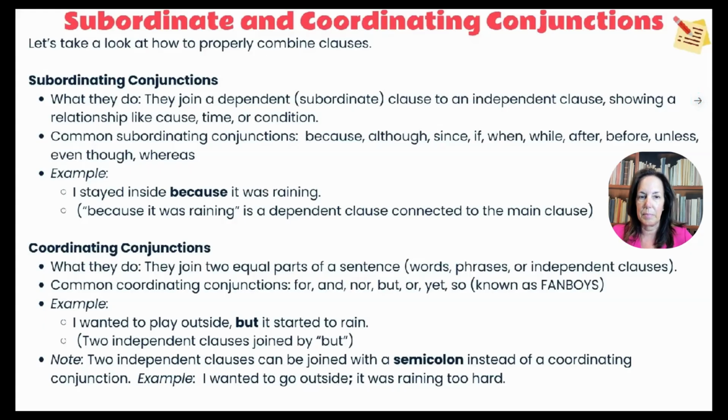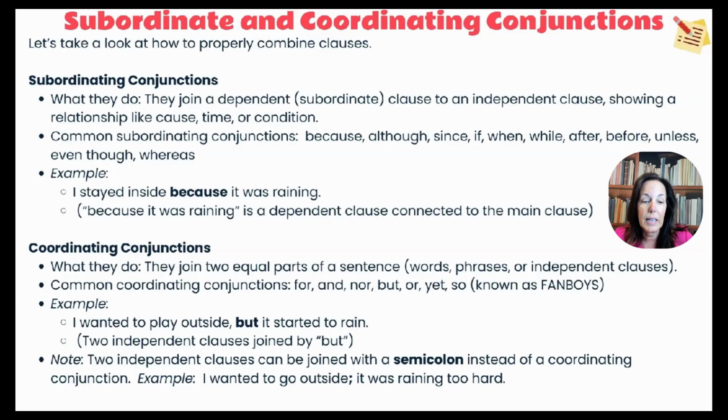Okay, we're going to talk about something that has very big words, but it's very simple, okay? The vocabulary here might sound a little confusing, but I promise you that the concept is very simple. Subordinate and coordinating conjunctions. Let's look at how to properly combine your clauses. So we're going to talk first about subordinating conjunctions. What they do, they join a dependent clause, which we can also call a subordinate clause, to an independent clause, showing a relationship like cause, time, or condition.